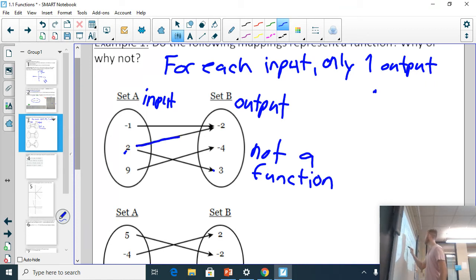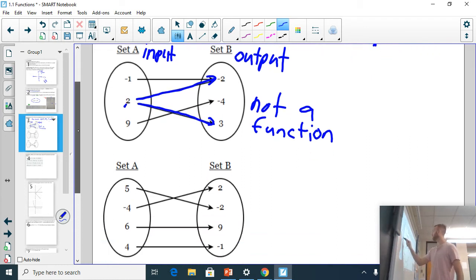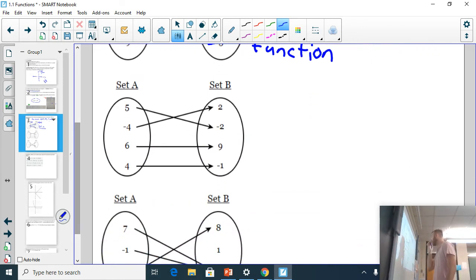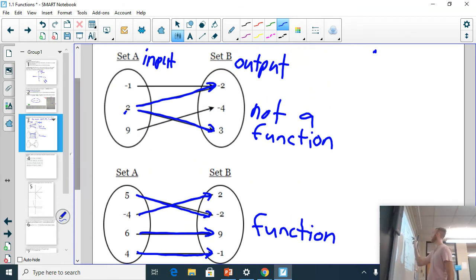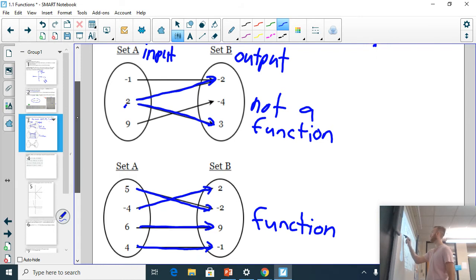And it's because this 2 is going to multiple things, different things. Now looking at this one, each input only has a single output. We notice how each of those things only go to one thing over here. It's 1 to 1. So this is a function, because unlike here, we don't have a single input getting sent to multiple outputs.